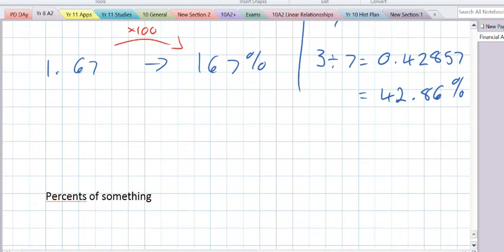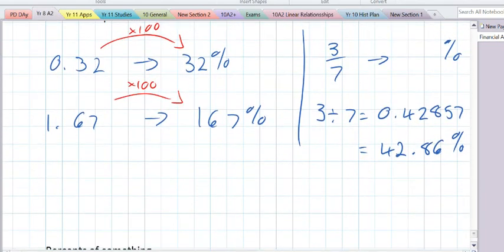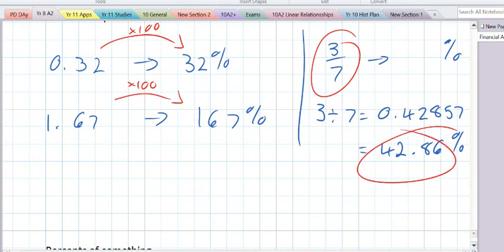Wait, that last bit. The 3 over 7. About 5 minutes. I lied. About 2 minutes. We're going.